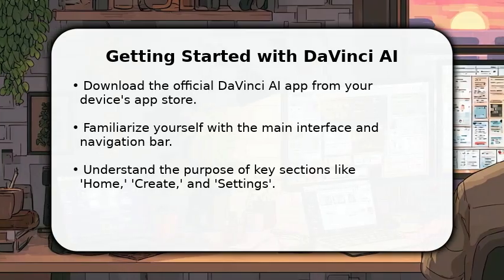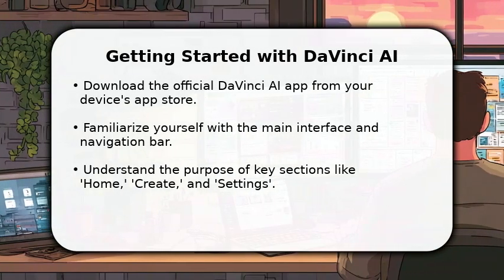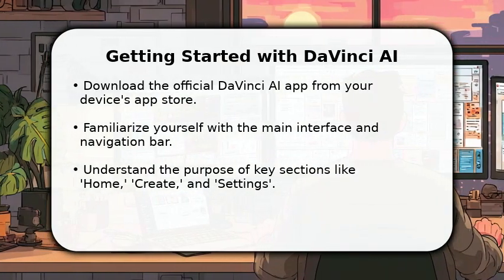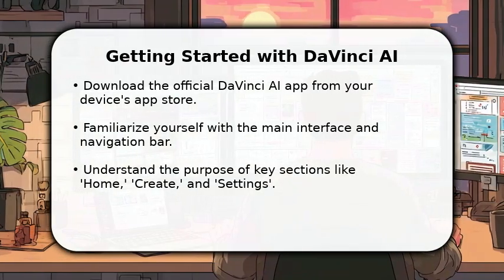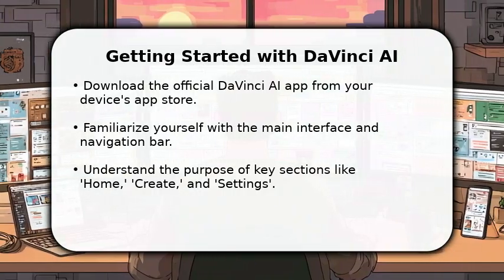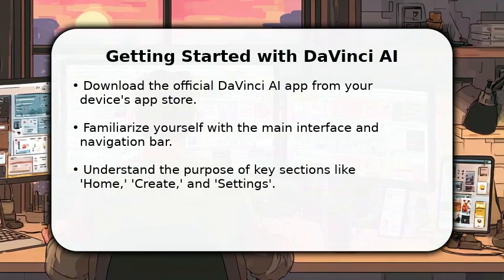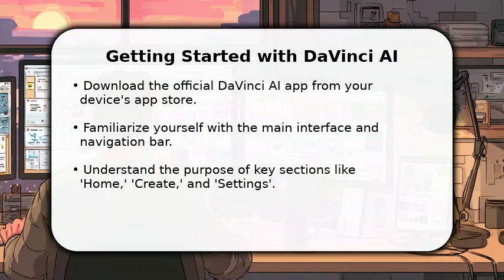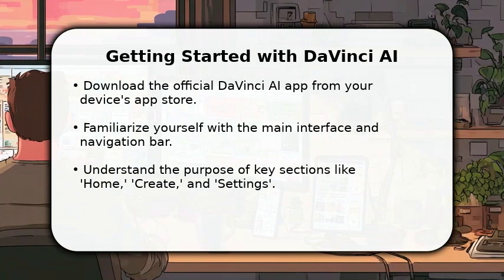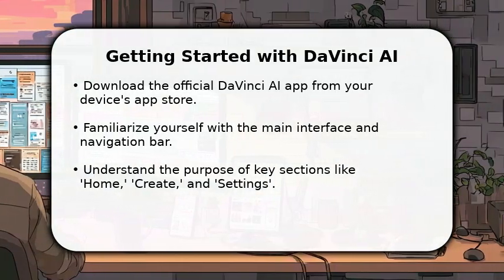In this video, I will explain how to use the DaVinci AI app, an easy guide. First, ensure you have downloaded the official application from your device's app store, a simple process taking just a few moments. Upon opening, you will notice a clean interface designed for intuitive use. Familiarize yourself with the main navigation bar at the bottom, which typically includes sections like Home, Create, and Settings. Understanding these basic elements sets you up for successful interaction with the app's powerful features. You are now ready to begin exploring.